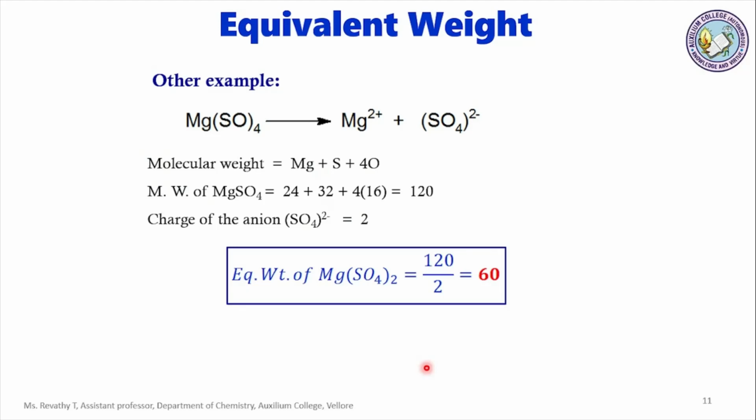Here, for magnesium sulfate, for a change, let's take the charge of the anion. So, molecular weight is 120 divided by charge of the anion, which is 2, which is similar to the charge of the cation also. So, on substituting, you get the answer 60 for equivalent weight of magnesium sulfate.